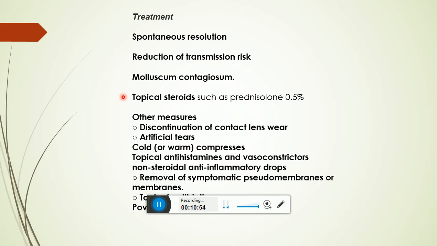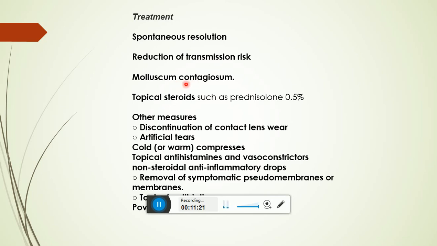Reduction of transmission risk is very important through meticulous hand hygiene. So patients should be told about meticulous hand hygiene. Avoid eye rubbing, avoid towel sharing. There should be scrupulous disinfection of instruments and clinical surfaces after examination of an infected patient, by sodium hypochlorite and povidone iodine.